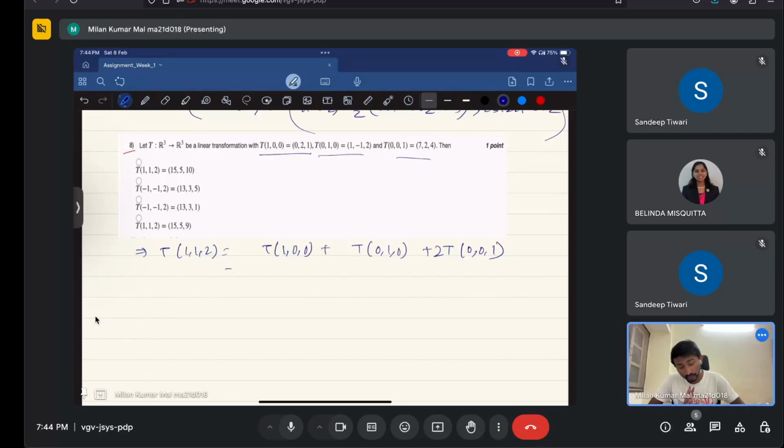Therefore it will be (0,2,1) plus (1,-1,2) plus 2 times (7,2,4). So the first component is 0 plus 1 plus 14, that is 15. Next is 2 minus 1, that is 1, plus 8, that is 9. Next is 1 plus 2, that is 3, plus 8, that is 11.